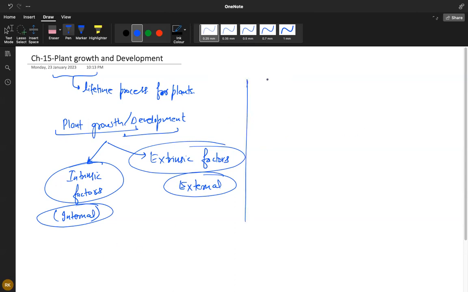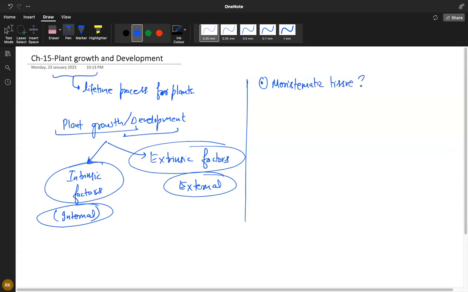So today I'm giving you some terms that you have to go back and study. What are meristematic tissues? Write it down. What is a meristematic tissue? Types of it: apical and lateral, both in root and shoot.